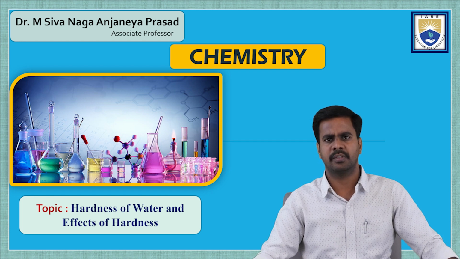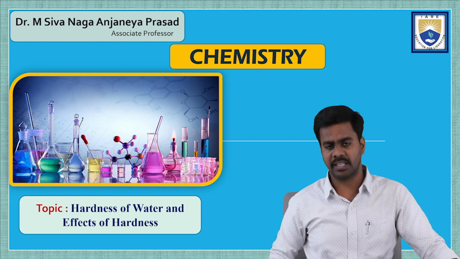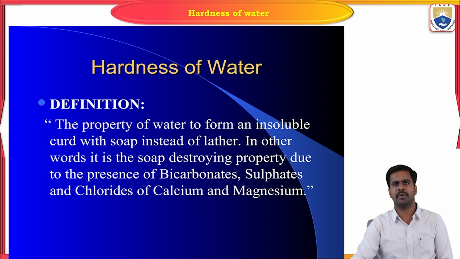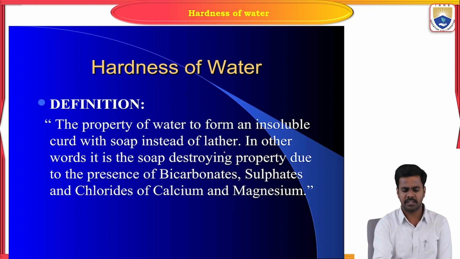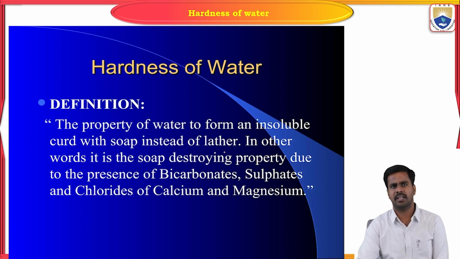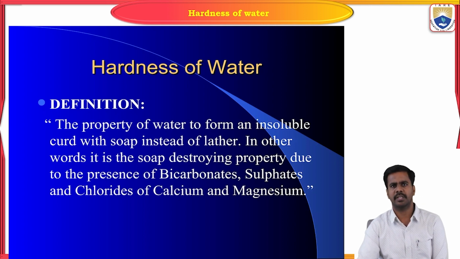Today, I am going to discuss hardness of water and the effects of hardness. Usually, it is a property of water to form an insoluble curd with soap instead of lather. In other words, it is a soap-destroying property due to the presence of bicarbonates, sulfates, and chlorides of calcium and magnesium. So we can define hardness as the property of water which does not produce lather with soap.